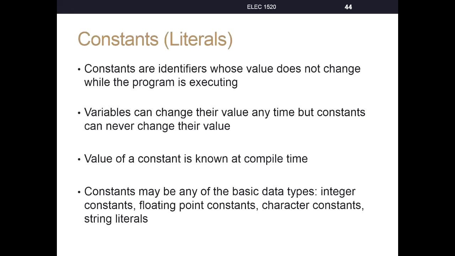So constants are numbers or identifiers whose value does not change while the program is executing. We'll see how to create a constant identifier. Variables can change their value anytime, but constants can never change their values. The value of a constant is always known at compile time, and they may be of any of the basic data types that we've already seen: integer constants, floating point, character constants, and string literals.